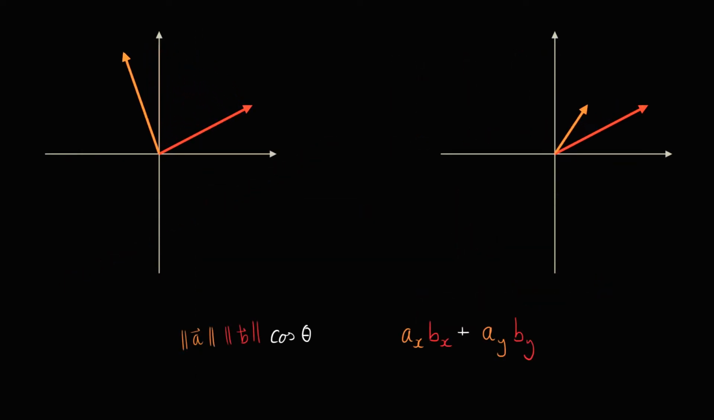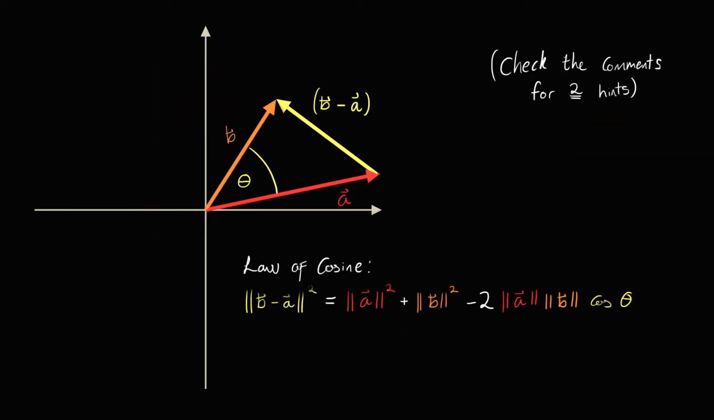So far we have two different definitions for the dot product. One works when we're talking about angles, and the other is when we're talking about Cartesian positions. It turns out, of course, that these two things are equal. We can prove this using the law of cosines. I've done the setup here, but I'm going to leave the actual proof to you.